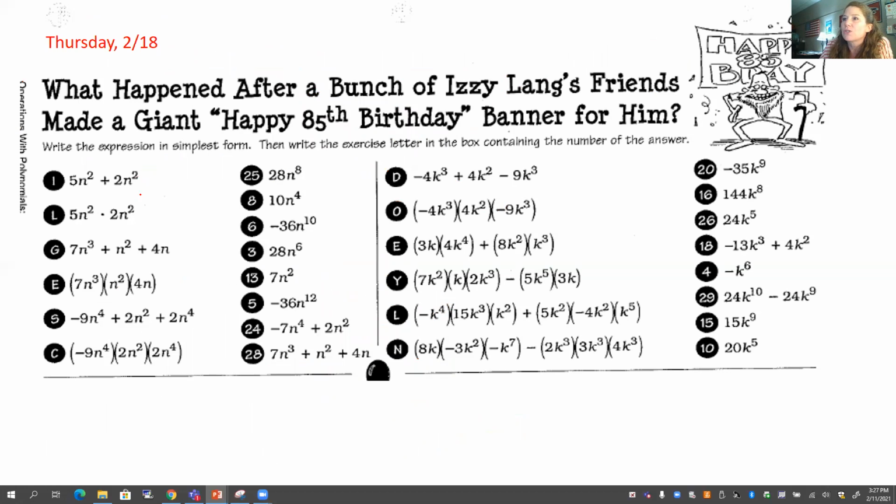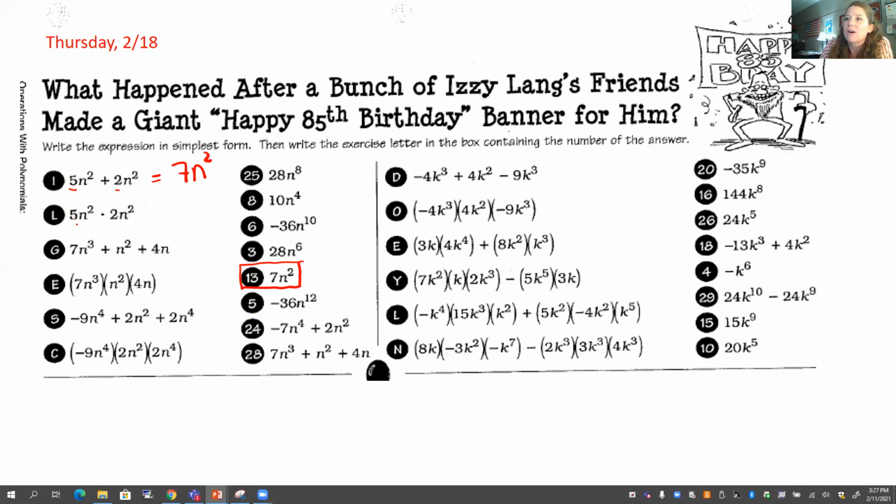So you are going to, on letter I, all we're going to do on this one is add our coefficients, because n squared and n squared just tells us these are like terms. Remember that? And so we bring over our base and our exponent. So I is 7n squared, which is number 13. So go to number 13 at the bottom and write an I there.